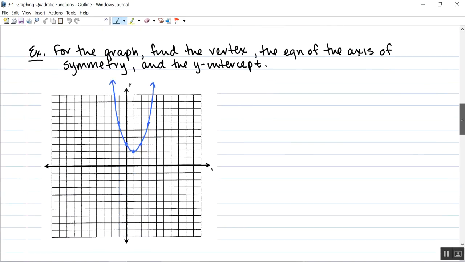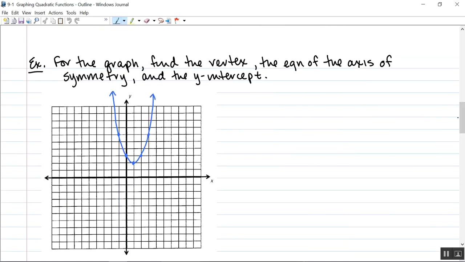So let's take a look at several examples here. For this graph, find the vertex, the equation of the axis of symmetry, and the y-intercept. So the vertex is going to be this point right here, and from the graph, I can read that that's the point 1, 2. The equation of the axis of symmetry is going to be this line that goes right through the vertex, and it's symmetric about that. And the equation of that line is x equals 1.